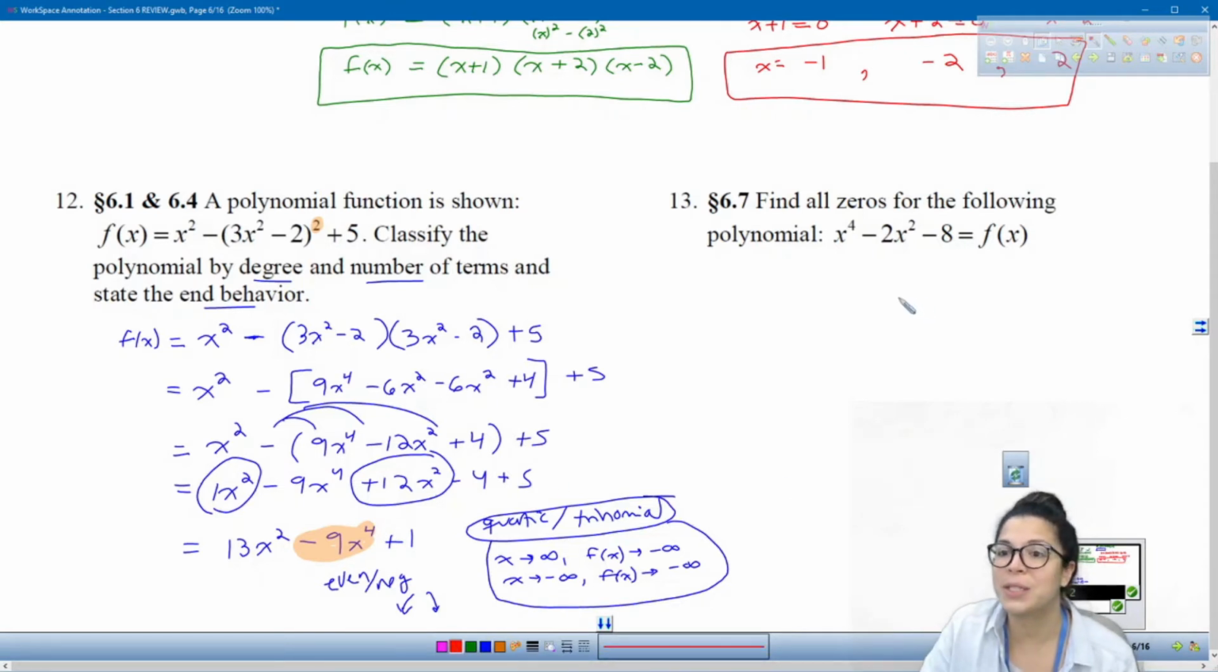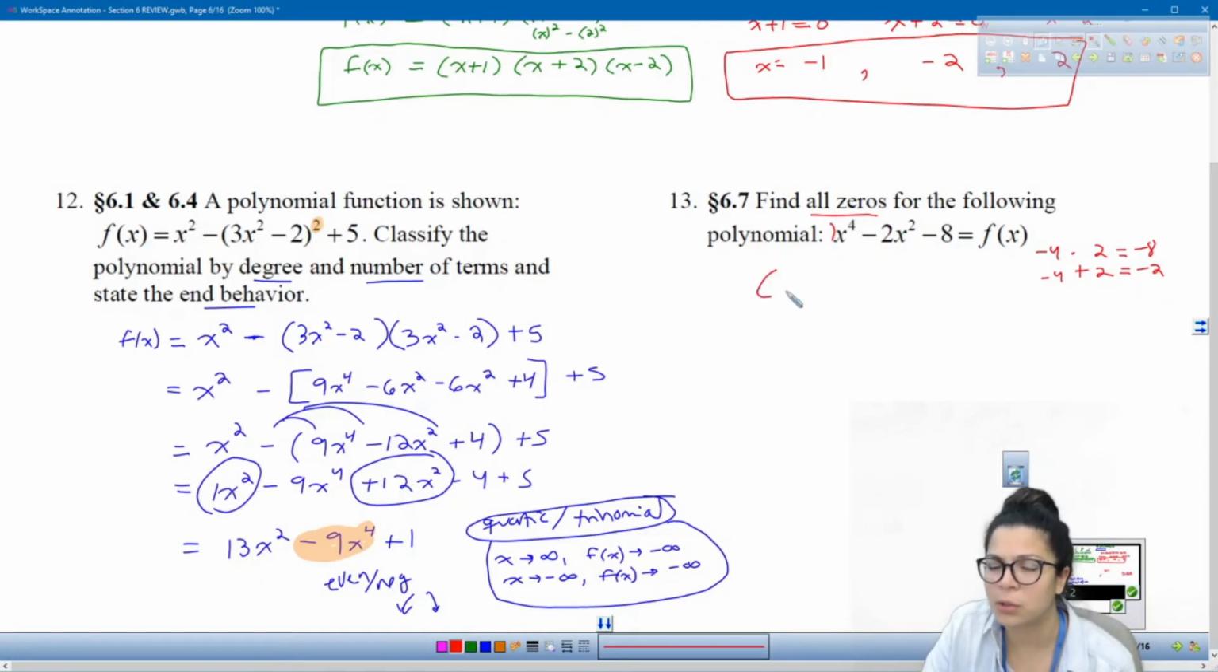Okay, number 13, find all the zeros. So we have three terms, right? Let's try to see if we can factor in the regular way. The a value is 1, the coefficient is 1. So multiplies to negative 8, adds to negative 2. Let's see. Yeah, negative 4 and 2, right? Negative 4 times 2 is negative 8. Negative 4 plus 2 is negative 2.